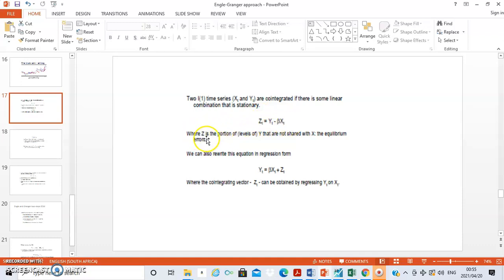Now what we are saying is that this z is a portion of y that is not shared with x, so that portion is in levels. Not integrated of order 1, but basically levels. And that is basically the equilibrium error. So we can rewrite this equation in a regression form where, if we make yt the subject of the formula, yt will be equal to beta xt plus zt.